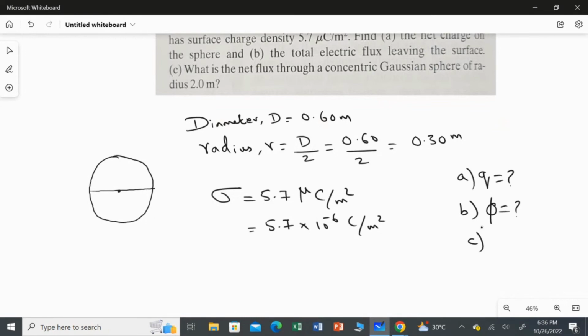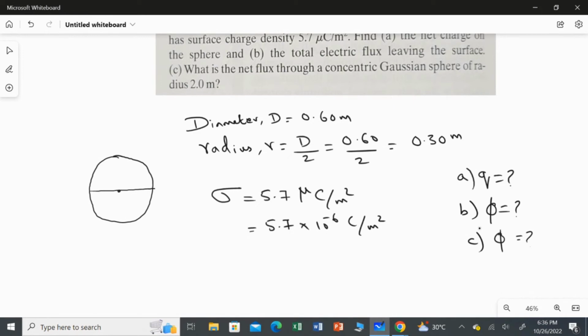And the third part, what we are going to find? We are going to find what should be the net flux through the concentric Gaussian sphere of radius 2 meter. Suppose the radius of the sphere is 2 meter, what should be the flux? They are asking. So that means we are going to deal with the theoretical part also. I'm going to answer one by one. So in the third question, you are also going to deal with the flux, but the condition is the radius should be 2 meter. Clear? Okay, in the first part the radius is 0.3 meter. Am I right? So if the radius of the sphere is 2 meter, what should be the flux? So you have to find.